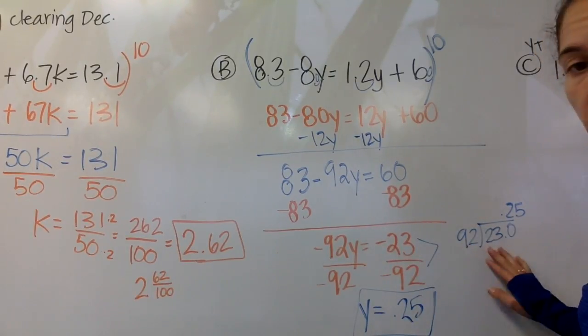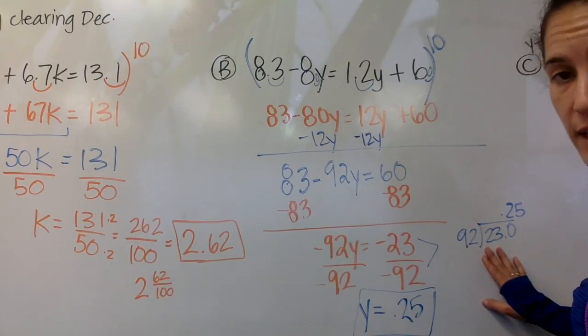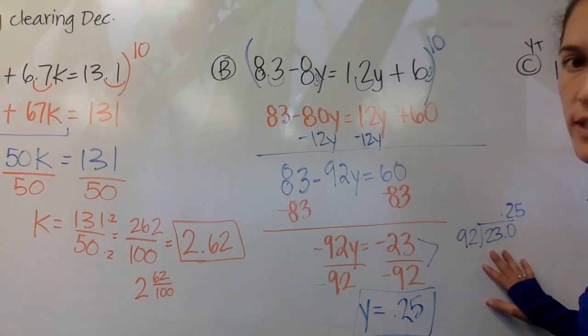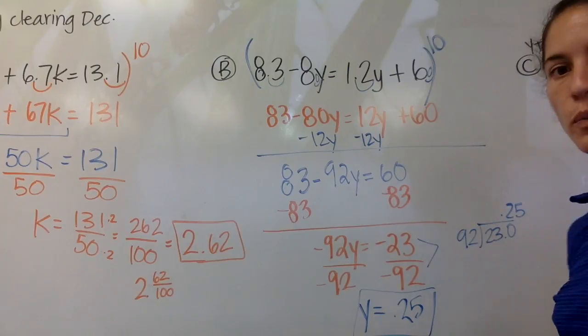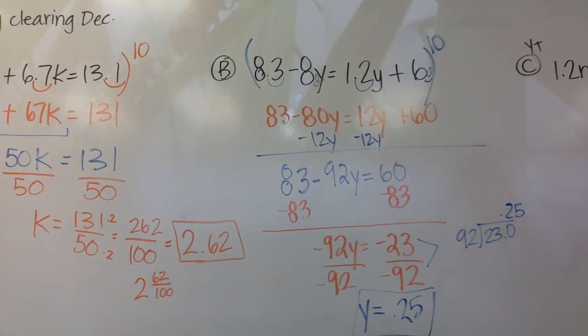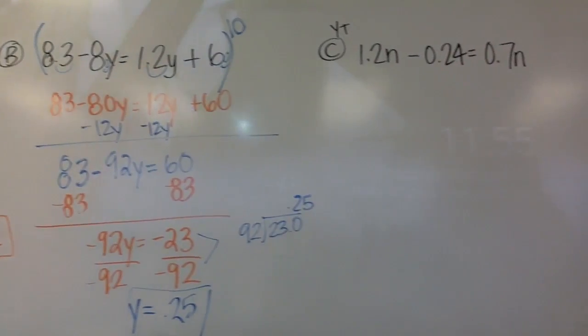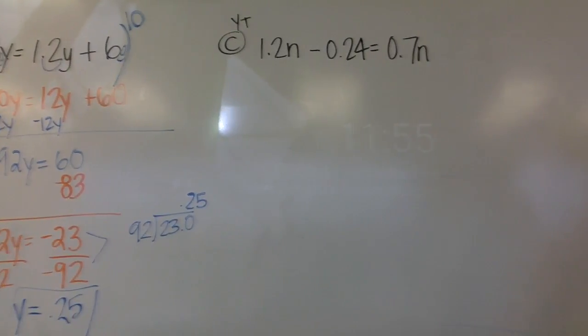If you need help on this, then we can practice dividing decimals, but we've already done that. So that's why I skipped this. I didn't want to use the time in a video. So 25 hundredths. All right, you try C. Copy it down. You try C.